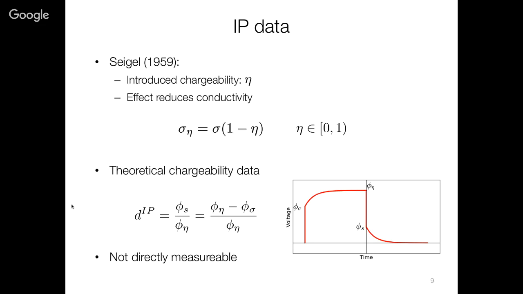And the theoretical value of chargeability is actually the ratio of the secondary potential to the total potential, what's often called the primary. So if we look at this equation, that is really what we'd like to measure. It'd be great if we could go out into the field and measure that, but we simply can't, because that's happening at the same time we're turning on.